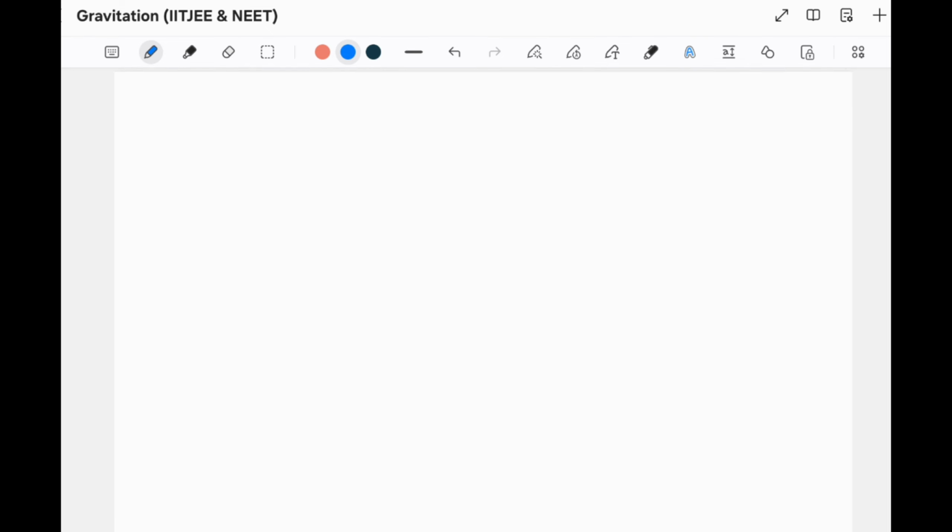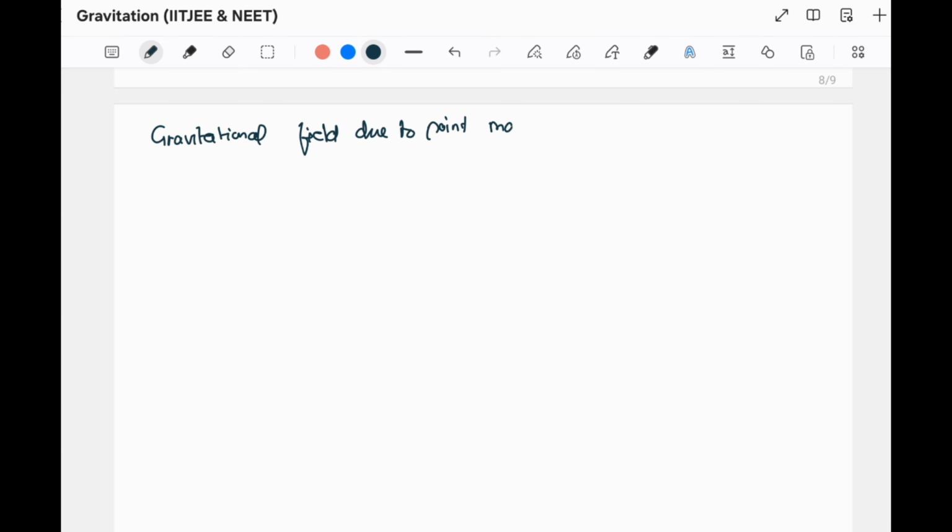Now next we are going to find gravitational field due to some point mass. Okay. So gravitational field due to point mass. Now take a point mass. Some m point mass I have taken. Okay. So can you write the field value for this point mass? This will be G m by r square, where r is the distance.